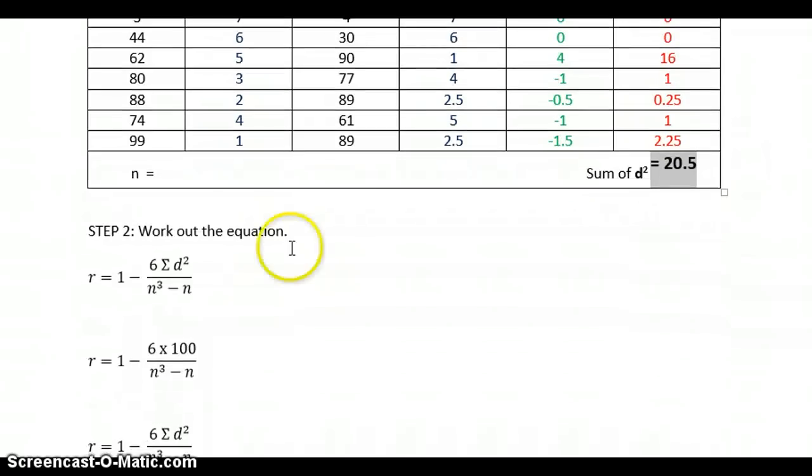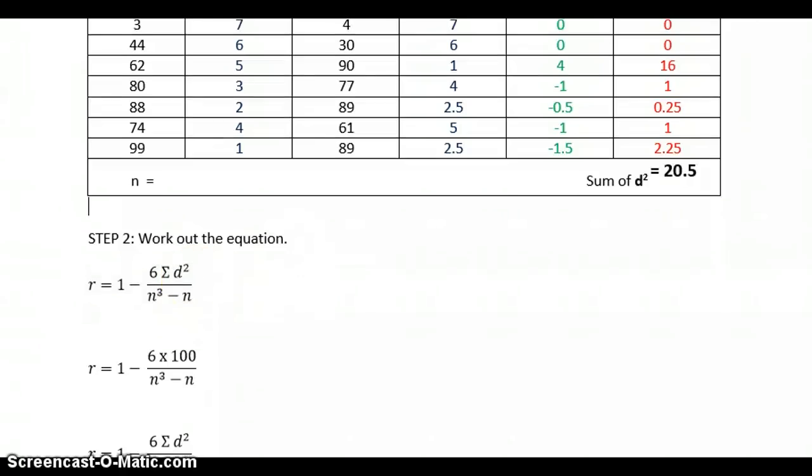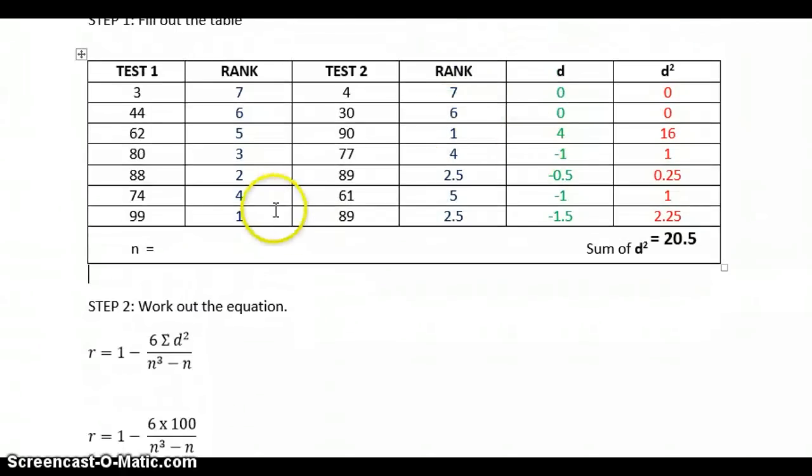Okay, so now we're going to figure out the equation. I've just copied and pasted it down here. So the equation is R, so rank, equals 1 minus 6 times the sum of D squared, so D squared is 20.5, over n cubed minus n. Whoops, forgot to tell you what n was. We'll just scroll back up. N just stands for number, it's the number of ranks. So in this case we have 7 ranks, so that's 7.